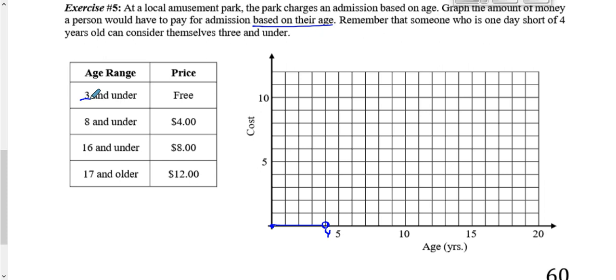Wait, if you're not 1. Yeah, they're not going to put months on it. You'd be 0 years old. They're not going to be able to. Okay, how about the next interval?